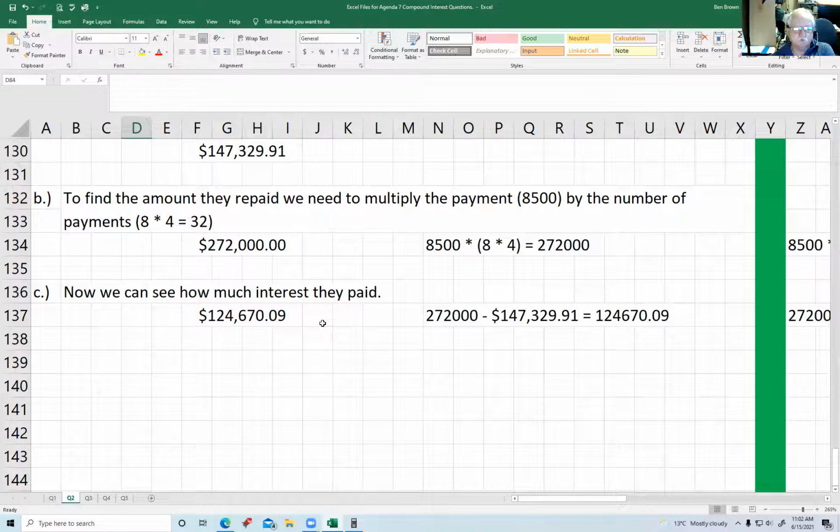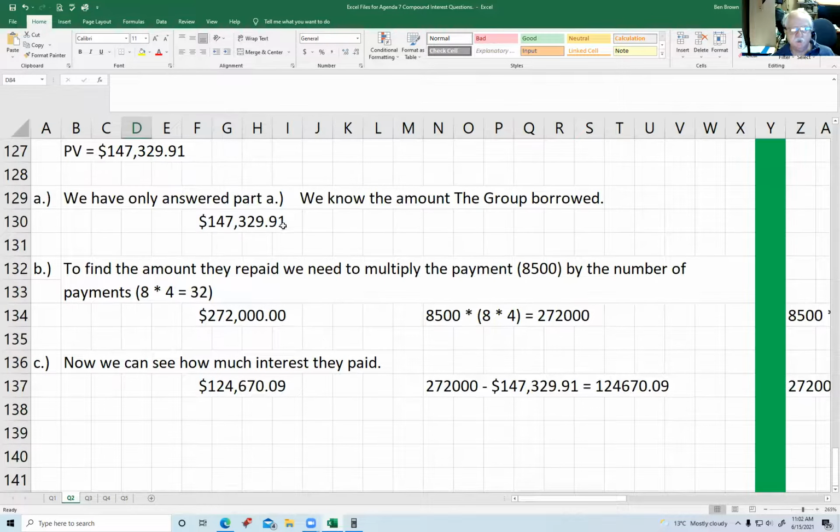And so now that we know the total amount they repaid and the total amount they borrowed, we can take the total amount they borrowed from the total amount they repaid and find out how much interest they paid. So over the 3-year deferment and the 8-year payment period, they ended up paying $124,000 in interest. So any questions that you feel you would like to ask at that point?